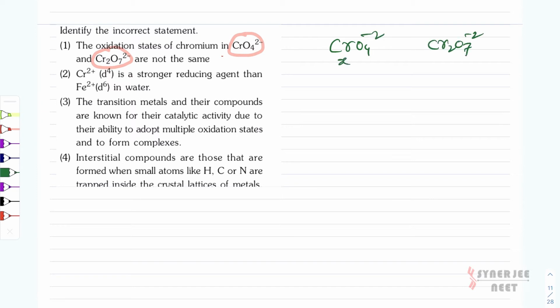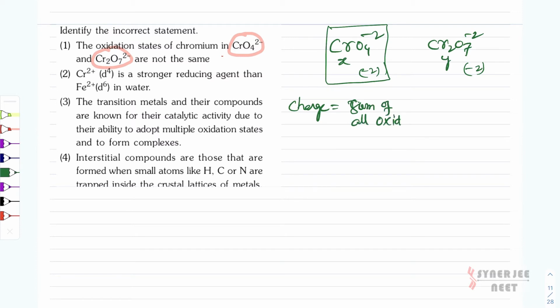Here let's take X here and Y here, and let's calculate the X. In oxides, oxygen will have an oxidation state of minus 2. And the overall oxidation state of all the species should be equal to its charge, and the charge is minus 2. So the charge is equal to the sum of all oxidation states of all the atoms.